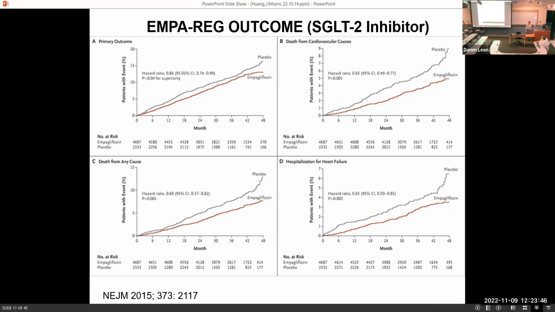That accident in policy has now led to this proliferation of trials comparing new drugs to placebo. And they produce surprising results that we now use in clinical practice, such as the beneficial effects of SGLT2 inhibitors. In this case, it's empagliflozin, showing improvements in death from cardiovascular causes, death from any cause, and hospitalization for heart failure. And the same is true for the new GLP-1 agonists.